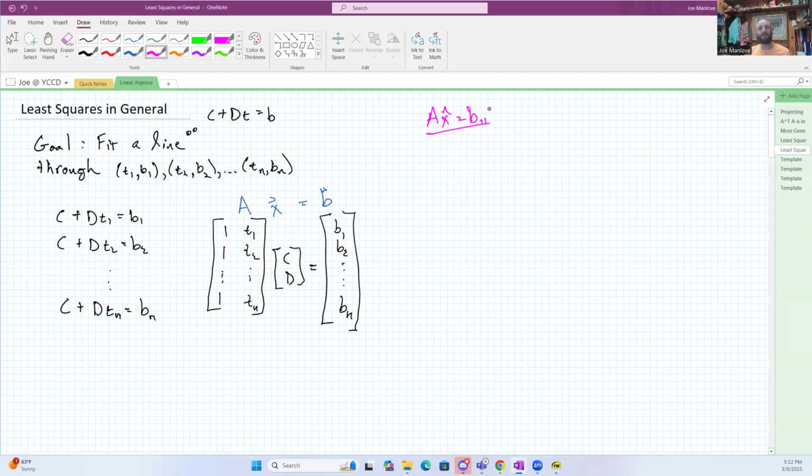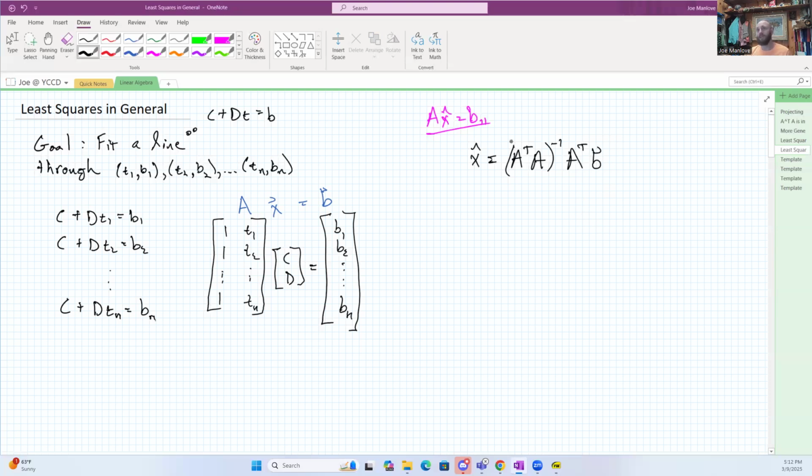Now, in order to get that B parallel, I'm going to have to project onto the column space of my matrix A. And the way I'm going to do that is I'm just going to get out my projection formula for x hat. So x hat is going to be (A transpose A) inverse, that whole matrix's inverse, times A transpose times B. That's just all there is to it.